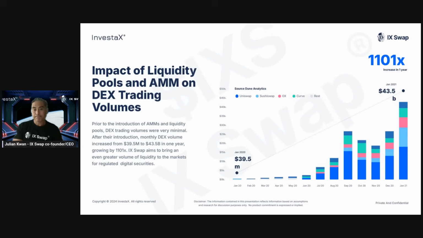What's this say? Before there was this AMM model in the decentralized exchange, well, there was no liquidity. It was a listing board. When they implemented this automated market maker, the AMM model is what they call it, zero to hero. This is obviously outdated, but this was just to show the original. Now there's trillions of dollars being traded on DEXs.